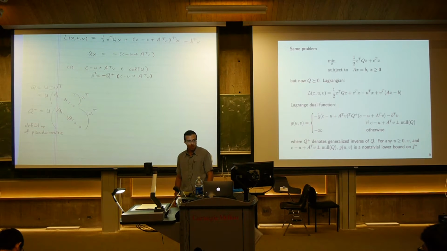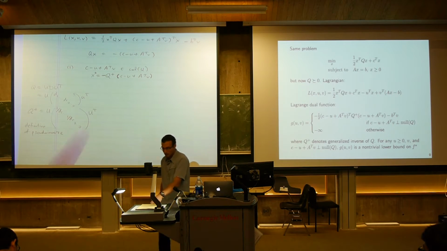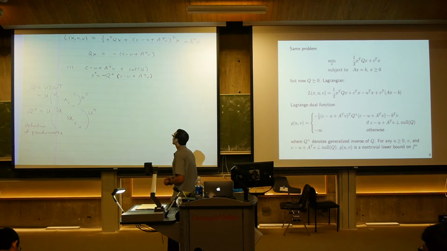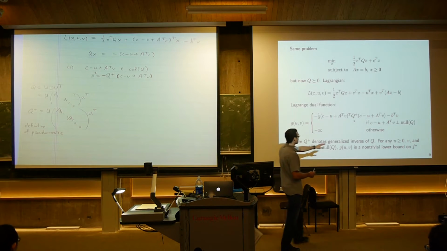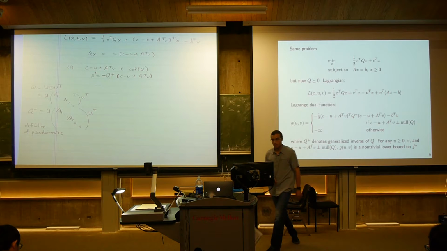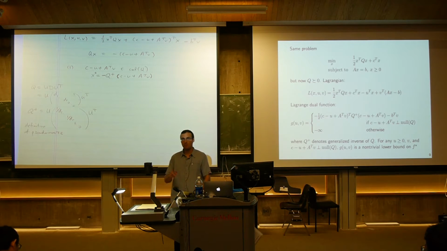In that case, we plug this back into the Lagrangian, and we get the dual function, which is the same as we had before, but with Q pseudo-inverse here instead of Q inverse. Q plus. Sometimes you'll see that written as Q dagger in LaTeX, with the dagger symbol instead of a plus.